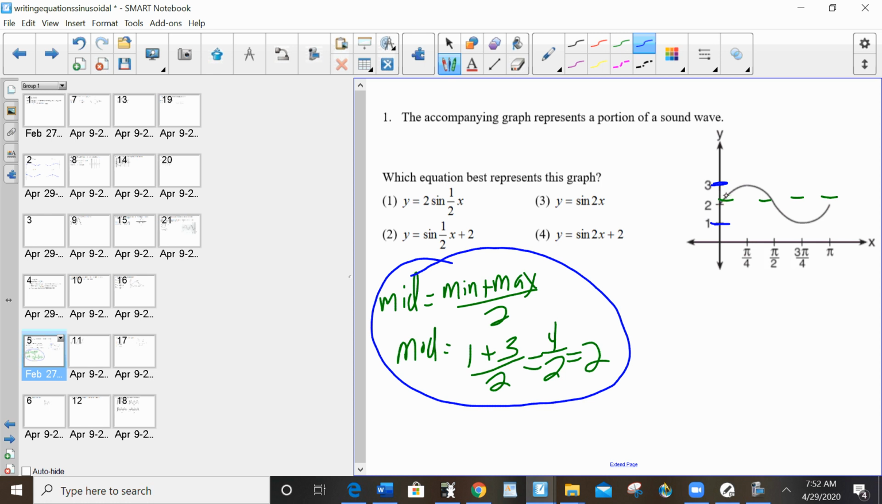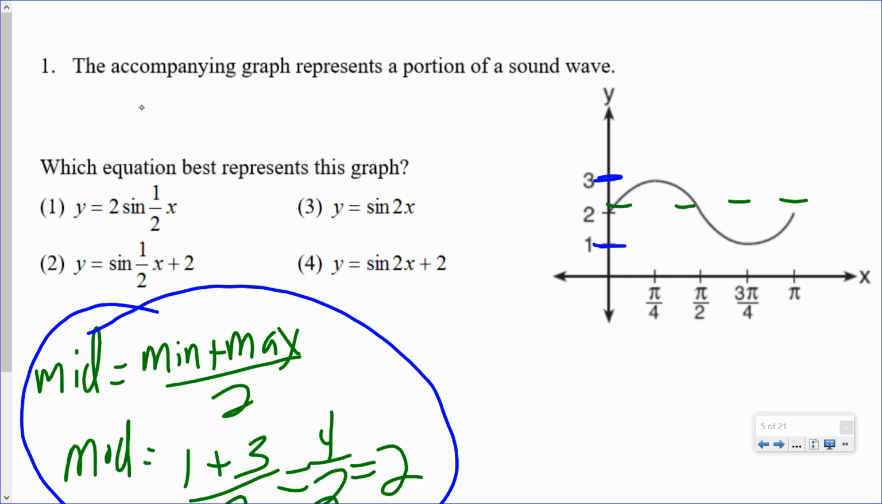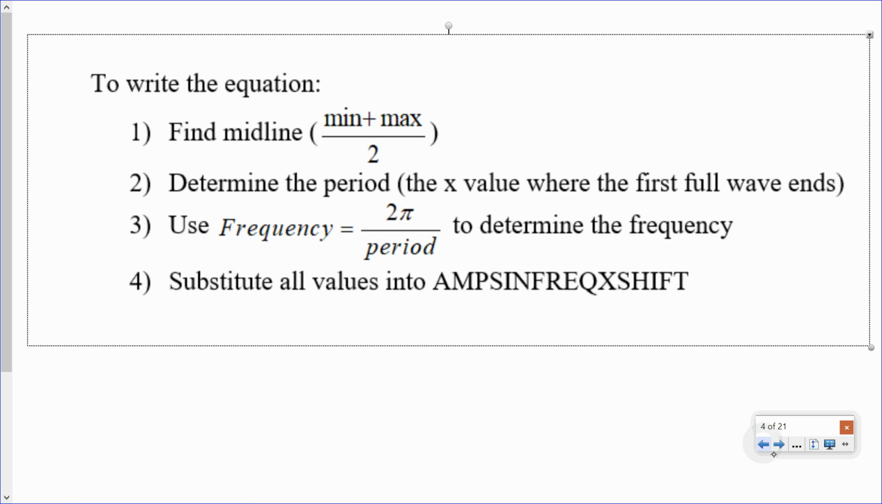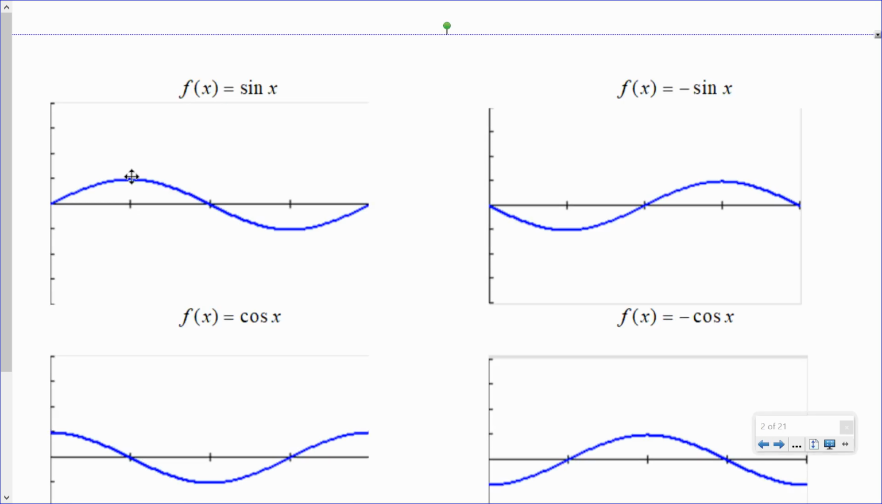Now that we have that, amp sine freq x shift. What's the amp? Well, the amp is the distance from the midline to the max or the min. So the distance from the midline to the max is 1 in this example. Is it sine or cosine, positive or negative? Well, look where it starts on the y-axis. It starts at the midline and goes up. When you start at the midline and go up, that is positive sine. So it's a positive sine.